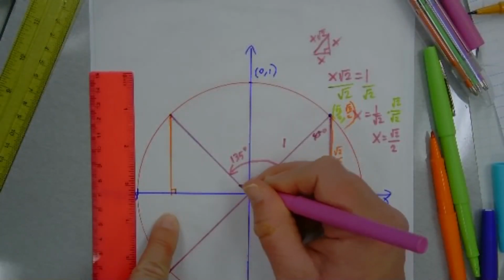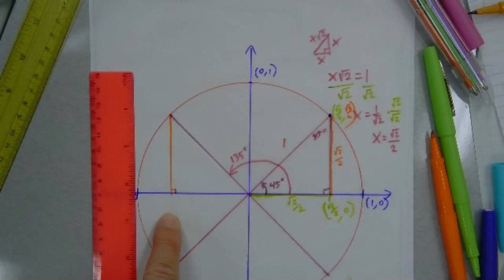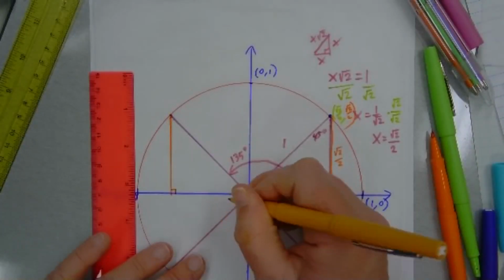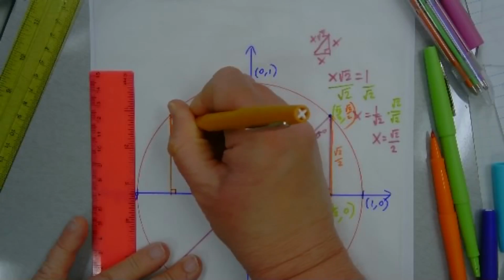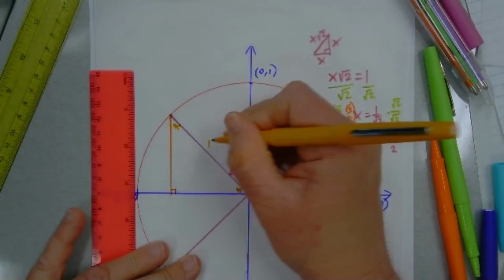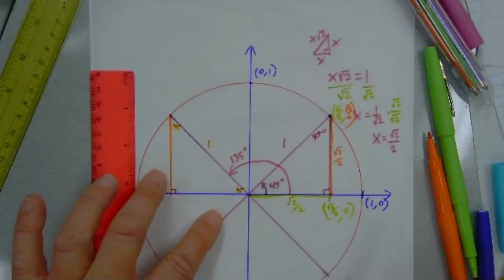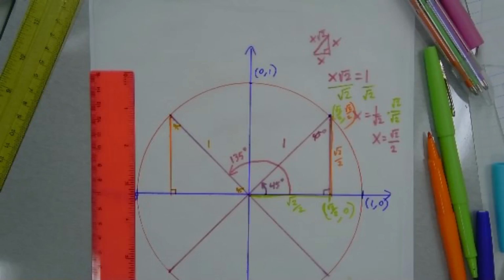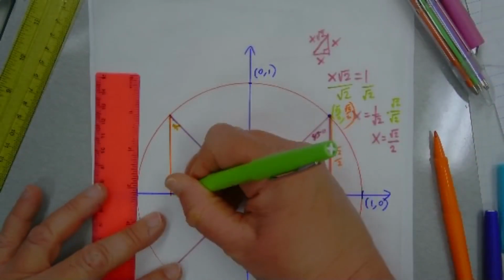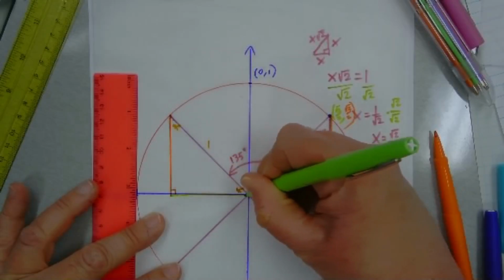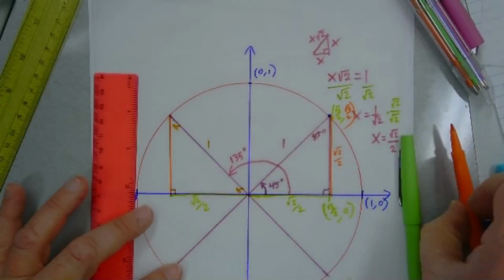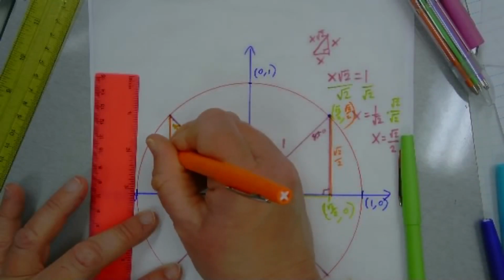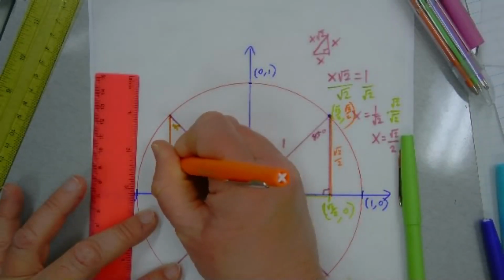Since this is still a 45-degree angle here, I will go ahead and write in yet another color. Since this is a 45-degree angle, and this is a 45-degree angle, and this is still 1, these lengths are going to be the same ones I already solved for. So this length here is still going to be root 2 over 2. And this height here is going to be root 2 over 2.